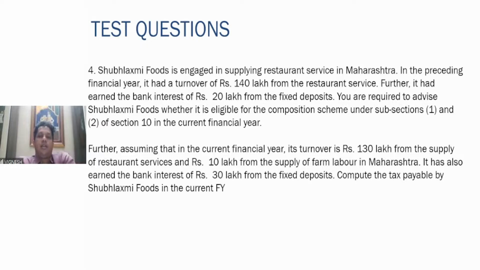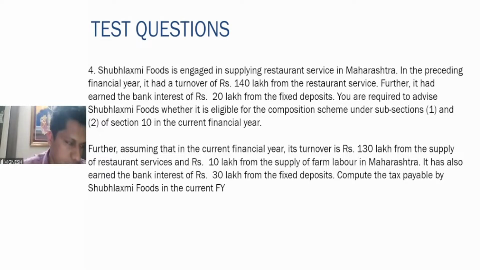So if you see here, last year she has a turnover of 1.4 crores from Shubha Lakshmi Foods restaurant service. So the limit is 1.5 crores, and it is less than that. You should not add the bank interest of 20 lakhs to 140 because clearly it is given in the section: any exempt supply by way of extending loans or advances should not be taken into consideration while calculating the aggregate turnover. So therefore, she is very much eligible for the composition scheme because it is less than 1.5 crores in the preceding financial year.